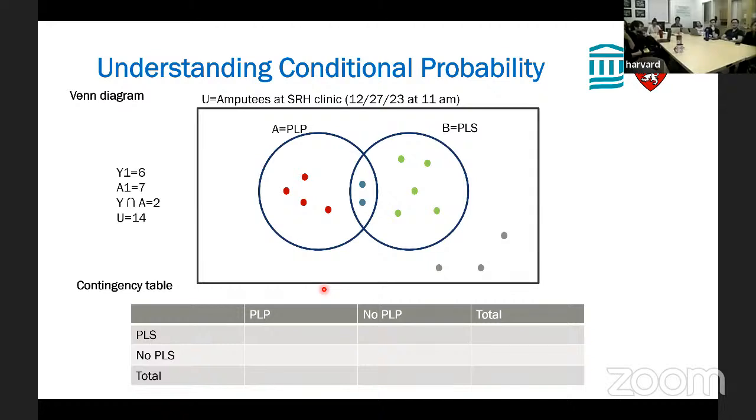So it will be the intersection, that is these 2, right? Then the other cell here that is no PLP but PLS, which number will it be? 5, right? Because you want patients with only PLS, that are in this part of the diagram. Then in the other cell, you have patients with PLP but not PLS. So which number will it be? 4, right? And then the other one is patients with no PLP and no PLS at all. 3, right? So you see, it's very simple.